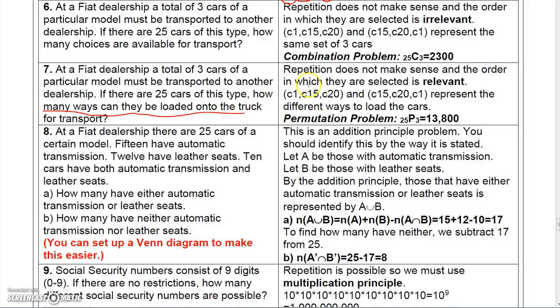Well, now, if you select them in this order, car 1, car 15, and car 20 would be loaded on in that order, but if you take the same 3 cars in a different order, then that would give you, as I said, a different order in which they're loaded onto the truck. So basically the way the question asks here on number 7 forces this to be a permutation problem because the order is relevant here. We want to know how many arrangements are possible, so that would be 25P3.